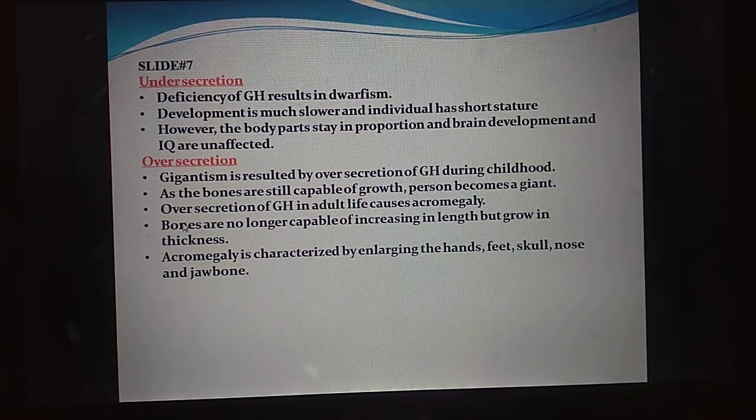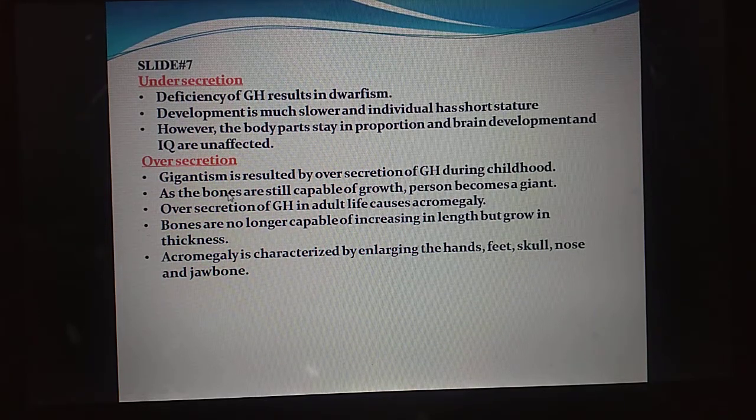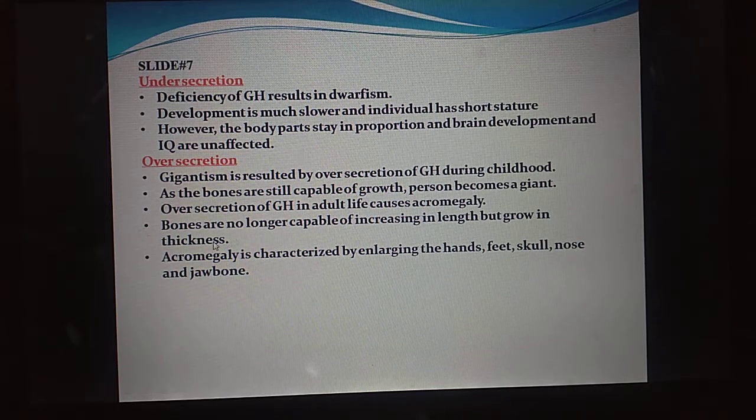Oversecretion of the growth hormone in adult life causes acromegaly. Acro means terminal, megaly means enlargement. So the bones are no longer capable of increasing in length but grow in thickness. जी, कि अगर एक्रोमेगाली और जाइगेंटिज्म को हम कंपेयर करें तो जाइगेंटिज्म में इंक्रीज इन लेंथ ऑफ द बोन है, जबकि एक्रोमेगाली में इंक्रीज इन लेंथ ऑफ द बोन नहीं है, बल्कि उसकी फर्दर थिकनेस है.